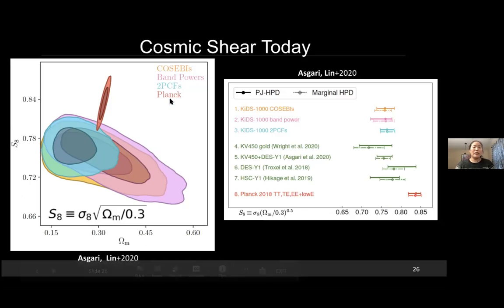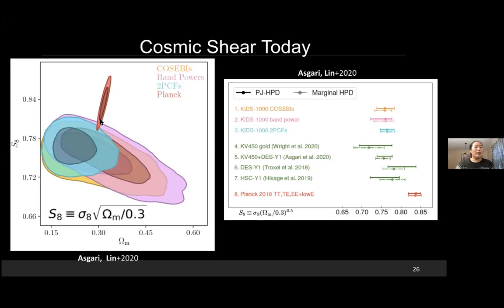KiDS uses 3 different ways of measuring. There are 3 estimators. What I described before, the psi plus psi minus, is encapsulated by this 2PCFs, so 2-point correlation functions. And then there are 2 other estimators, which I won't have time to describe in detail, but they're all complementary. So some are looking at the Fourier space information. And overlaid here is the Planck CMB constraints.